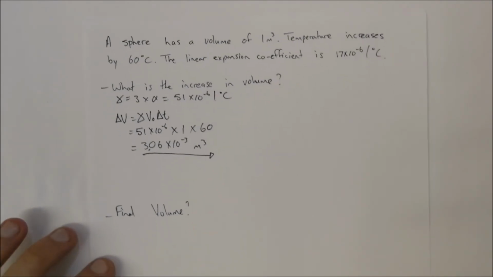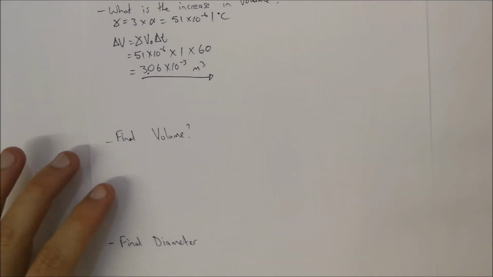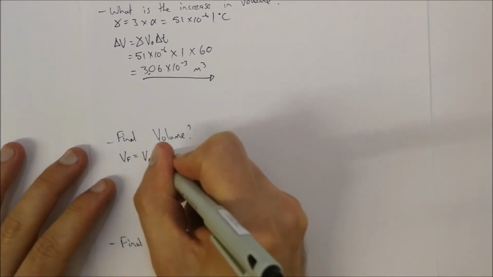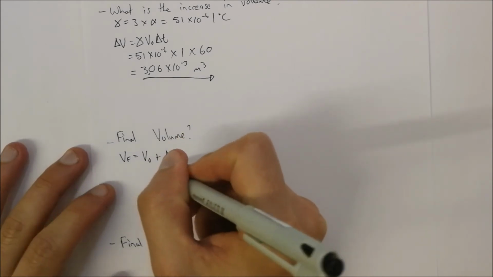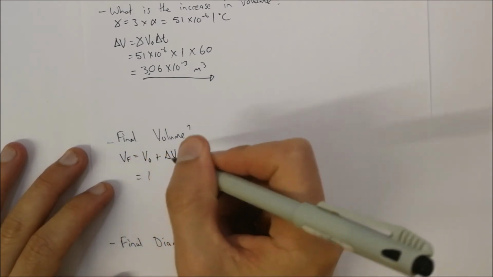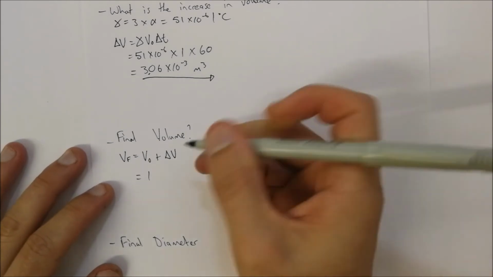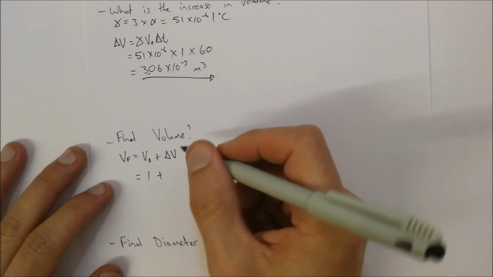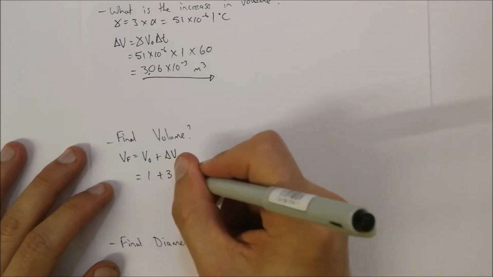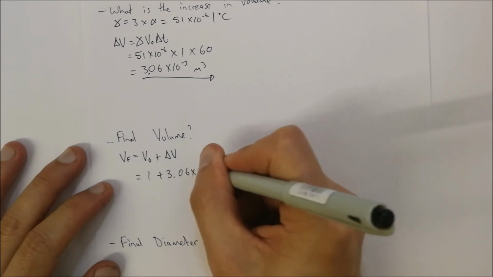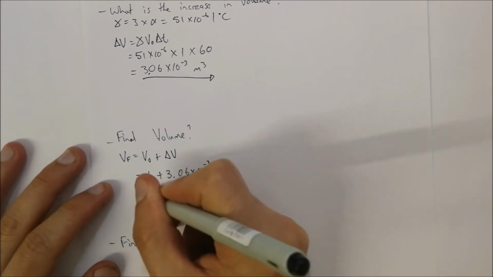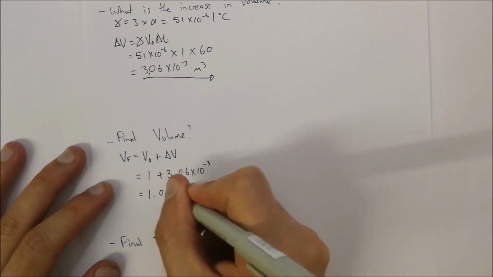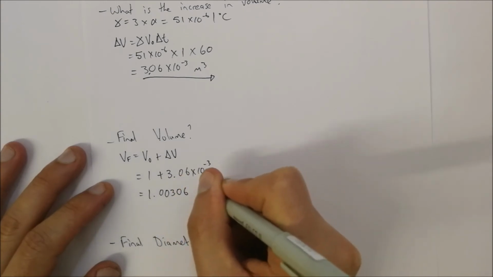Okay, so what is the final volume? Well, the final volume is equal to the original volume plus the change in volume. So that is 1 cubic meter, the original volume, plus the change in volume, which we've got over here, which is 3.06 times 10 to the minus 3. And the final value for this is equal to 1.00306 cubic meters.